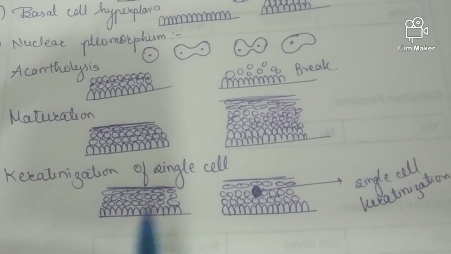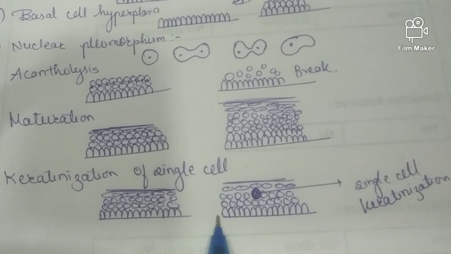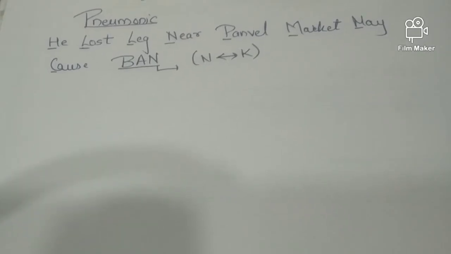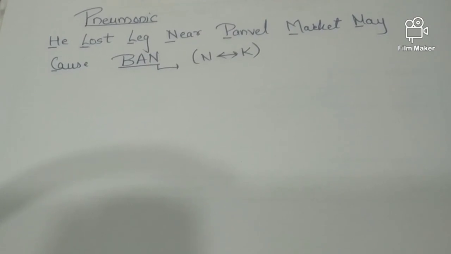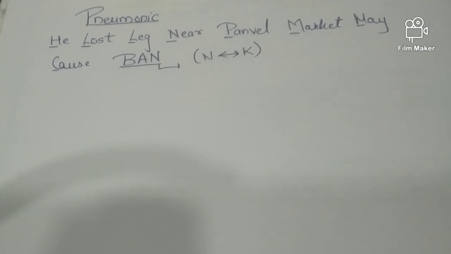You can keep all these points in your mind based on the diagram or with the help of a mnemonic. The mnemonic is: he lost leg near Panvel market may cause ban. Only N should be replaced by K. So this is the mnemonic. Mostly you can remember all these features on the basis of diagrams only.